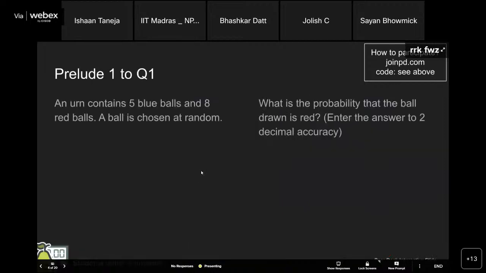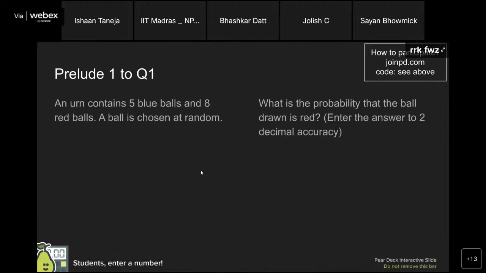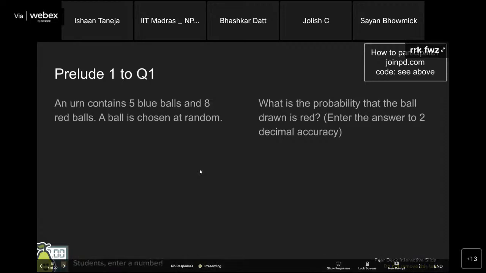Okay, so we will start with some basic probability questions for now. It's a simple question. We have an urn which contains 5 blue balls and 8 red balls, and I'm drawing one ball at random. So what is the probability that the drawn ball would be red?